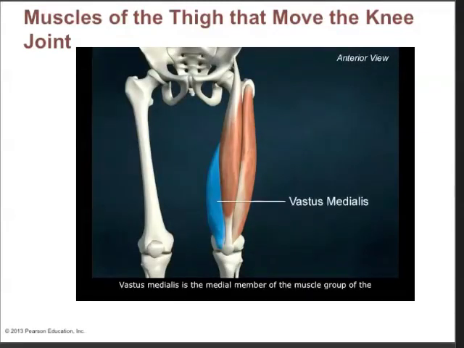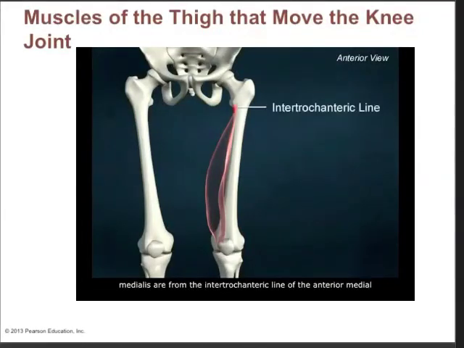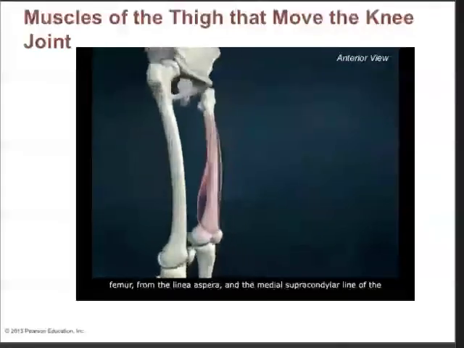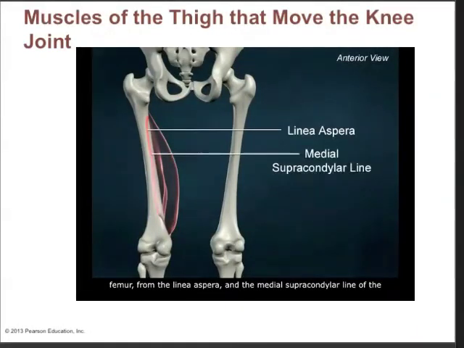Vastus medialis is the medial member of the muscle group of the anterior thigh, known as the quadriceps femoris. The origins of vastus medialis are from the intertrochanteric line of the anteromedial femur, from the linea aspera, and the medial supracondylar line of the posterior femur.